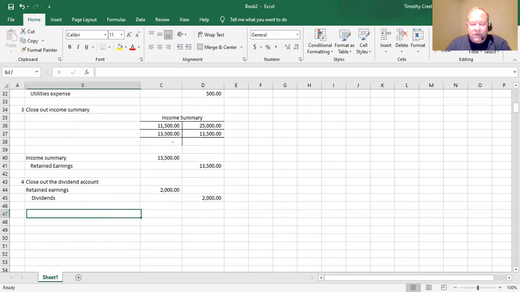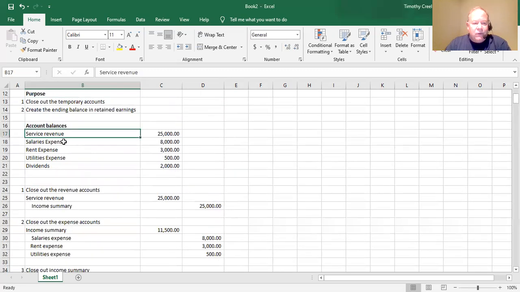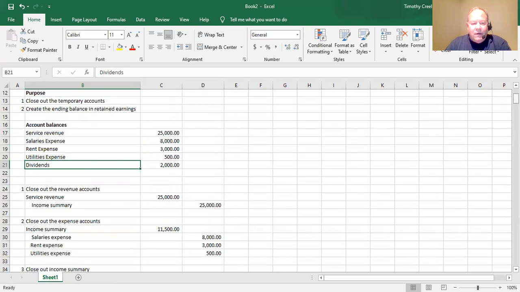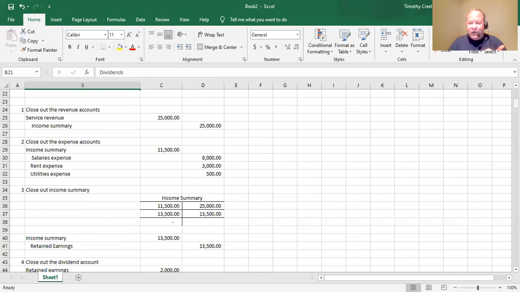And now we've closed out all of the temporary accounts. We've closed out the revenues, we've closed out the expenses, and we've closed out the dividends. Basically the net effect of this is all the temporary accounts now should have a 0 balance, and retained earnings should have the proper ending balance since we've closed out income, which is revenues minus expenses, and we've also closed out dividends to that account.